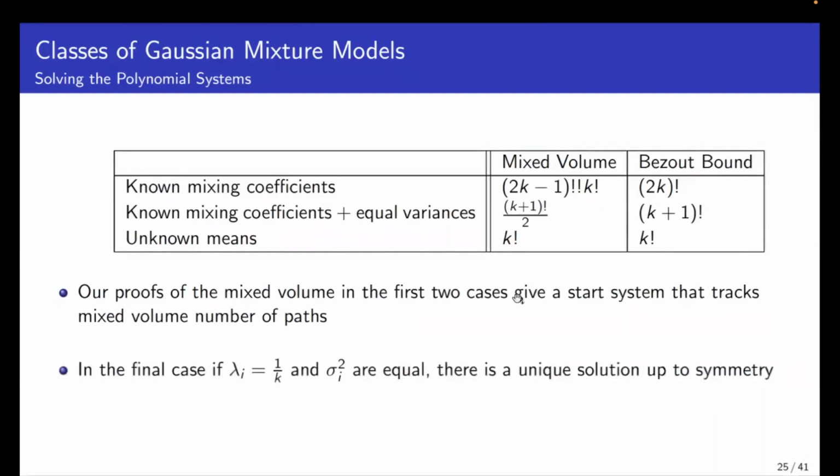Now, in this final case, this might seem kind of boring because the mixed volume equals the Bezout bound. So why go through all this extra effort? A key point here is that oftentimes additional assumptions are made. Namely, they assume that these mixing coefficients are uniform and that the variances are equal. Then in this case, there's actually just a unique solution up to symmetry. So using the techniques of homotopy continuation and algebraic geometry, this problem is essentially trivial in this final case.